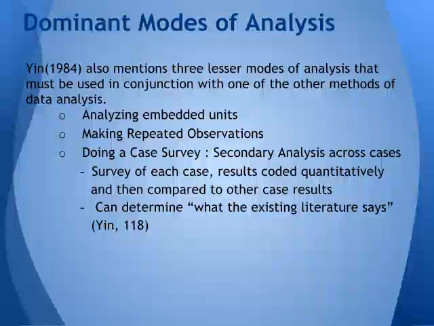In 1984, Yin also mentions 3 lesser modes of analysis that must be used in conjunction with the other methods of data analysis. Analyze embedded units, making repeated observations, and doing a case survey, secondary analysis across cases. This is a survey of each case and results encoded quantitatively and then compared to other case results. This can determine what the existing literature says.